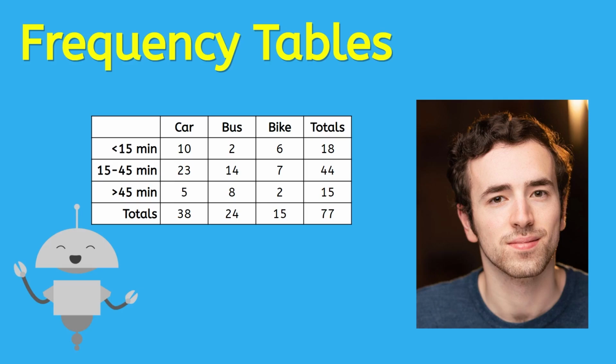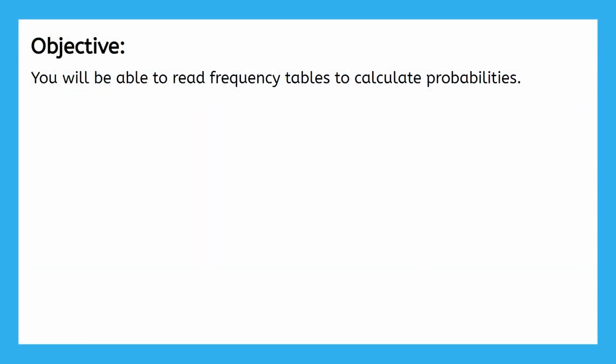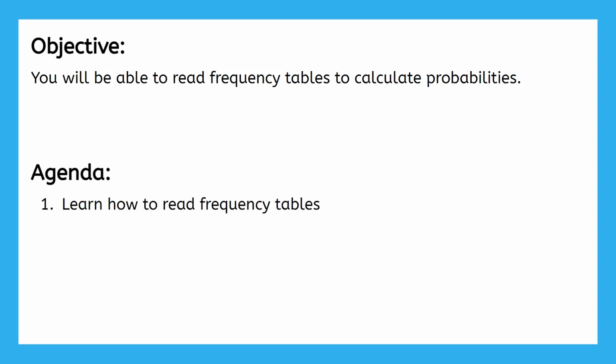In this lesson, we're going to be learning about frequency tables, which are another method of representing a sample space. By the end of this lesson, you will be able to read frequency tables to calculate probabilities. First, we'll learn how to read frequency tables, and then we'll complete 2 example problems.